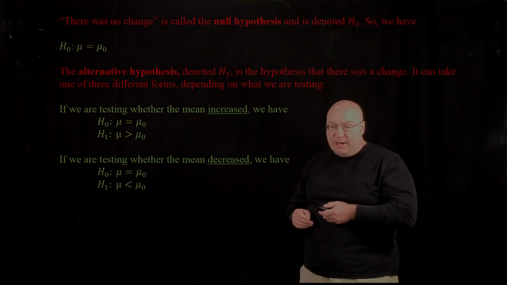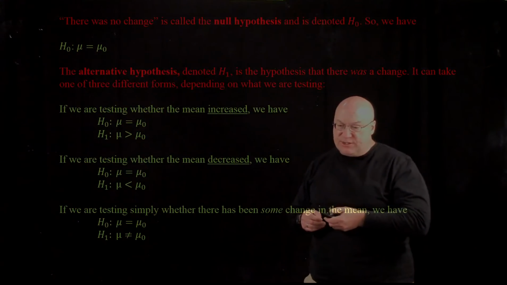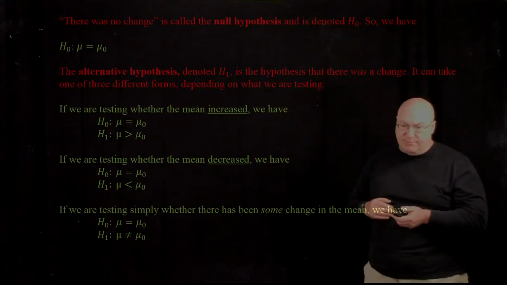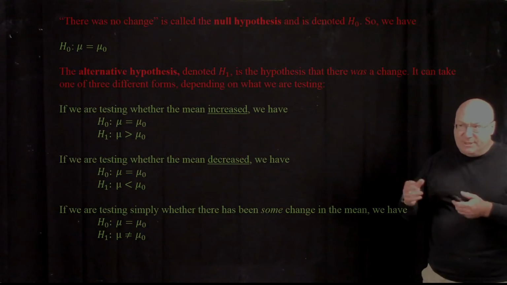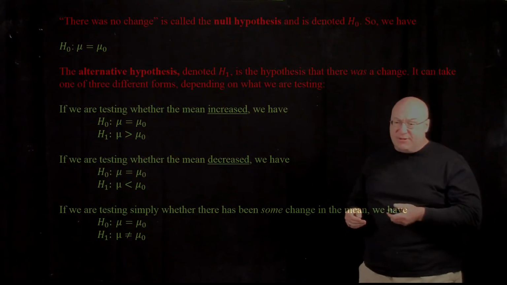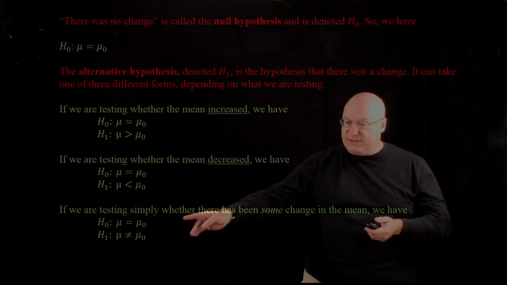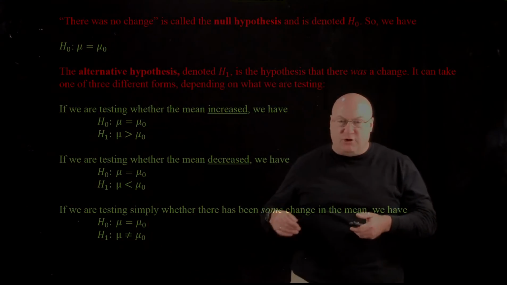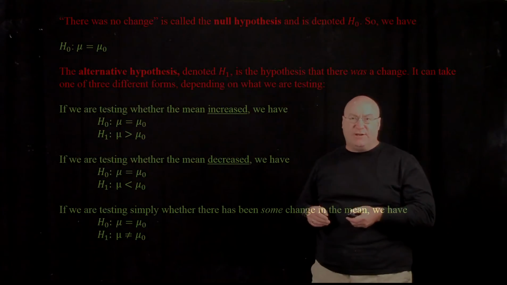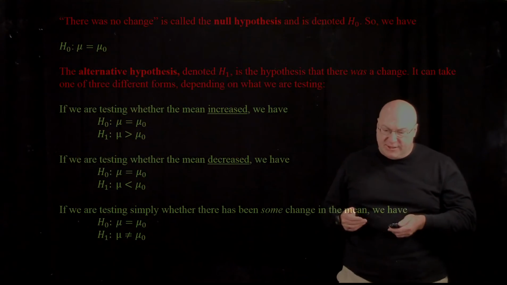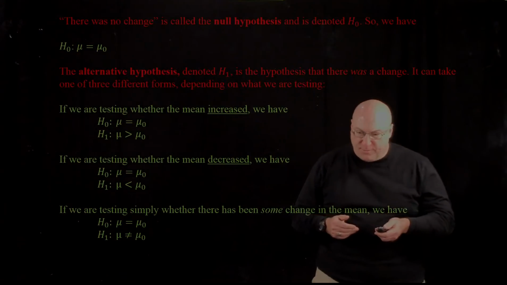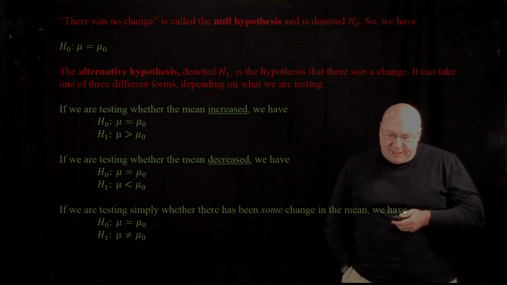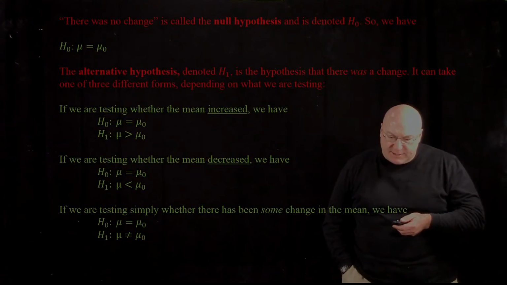Well, perhaps what we're interested in is just whether or not there was some change in the mean. Did the mean stay the same, or did it change one way or the other? In that case, the null hypothesis is still mu is equal to mu sub 0, but now the alternative is just no, mu has changed. I'm not claiming necessarily it got bigger or smaller, just that it is some different value. Three examples should make this a little clearer.